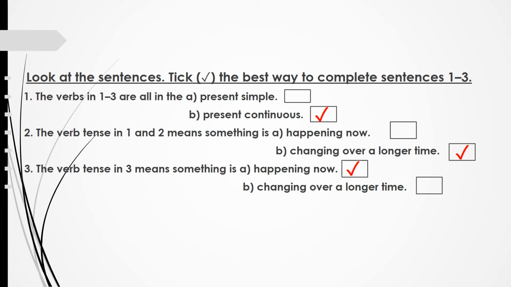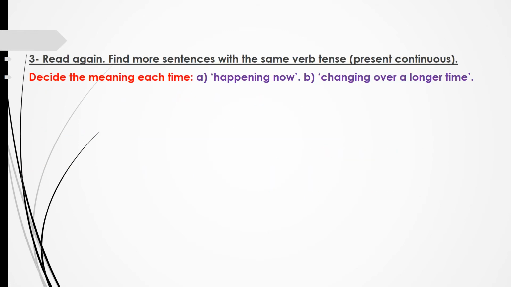Please check your answers. Exercise 3. Read again. Find more sentences with the same verb tense, present continuous. Decide the meaning each time. A. Happening now. B. Changing over a longer time. I will give you 5 minutes to go back again to the text on page 8 and to find sentences of the present continuous. And I want you to decide if the actions are happening now or changing over a longer time. Now let's start.